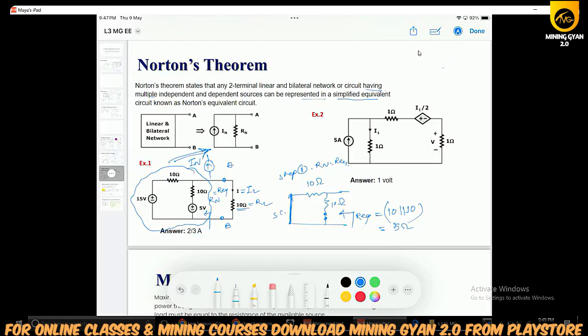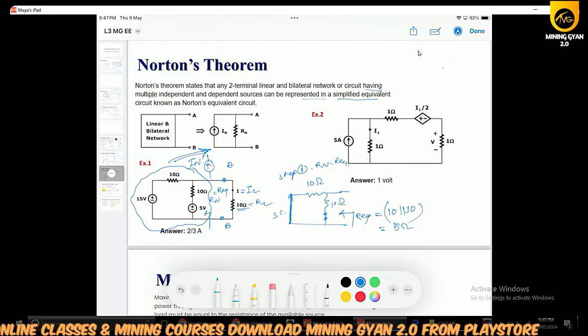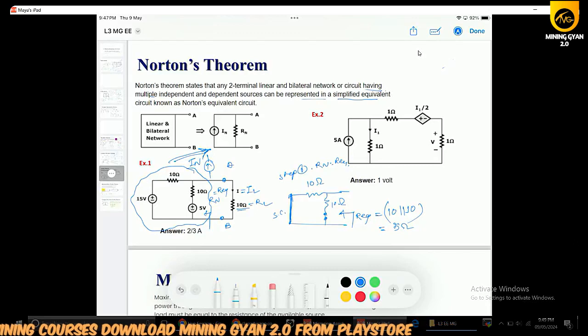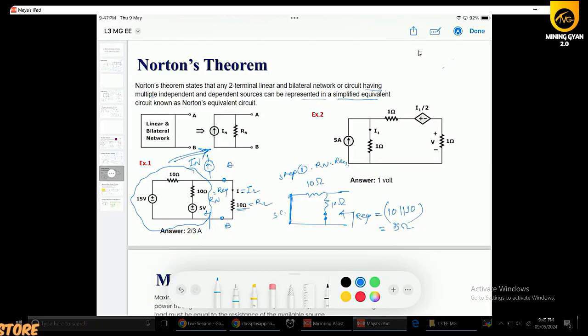In this example, you can see that there is a dependent source. So, if you want to calculate Rn equivalent resistance, then you should not kill this dependent source. But yes, you have to kill this independent source. So, how to kill this? Means we have to make it an open circuit. So, this will be inactive. So, you just consider this 1 ohm.